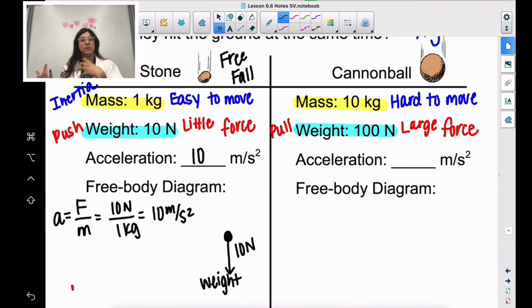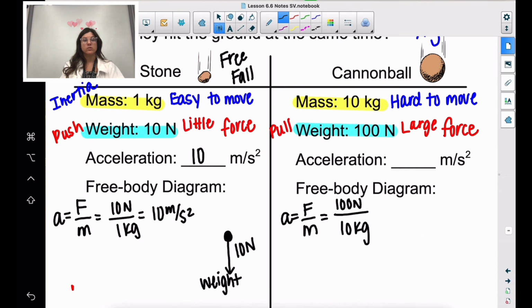Now, do you think the same thing's going to happen for the cannonball? Maybe. If I were to plug into the same law, force divided by mass, I'm going to be using different values. First of all, the mass of the cannonball is significantly larger, 10 kilograms. However, the weight is also different, 100 newtons. So if I divide 100 by 10, that gets me 10 meters per second squared. The same thing I got for the stone. Kind of crazy that I got 10 for both of them.